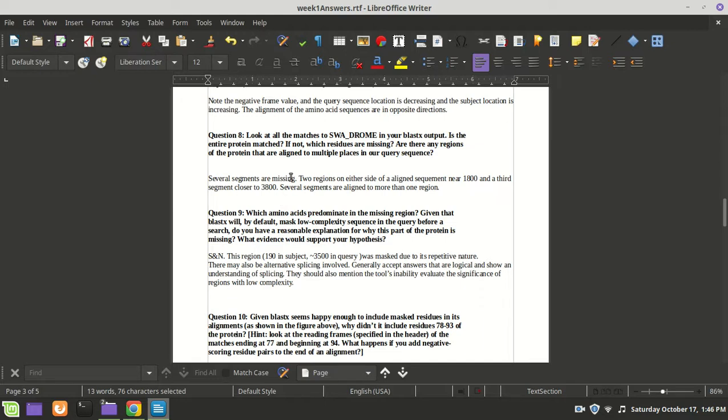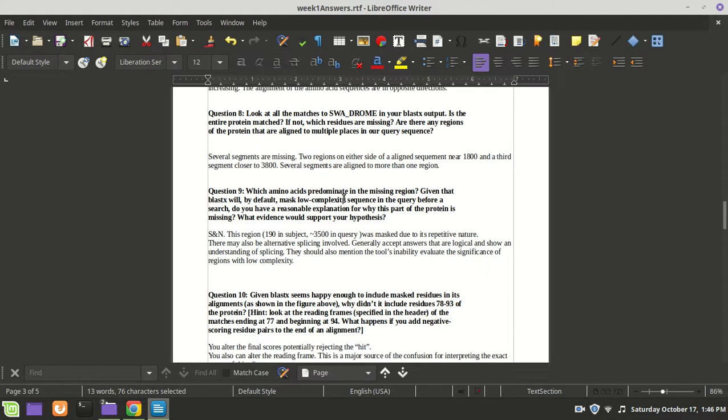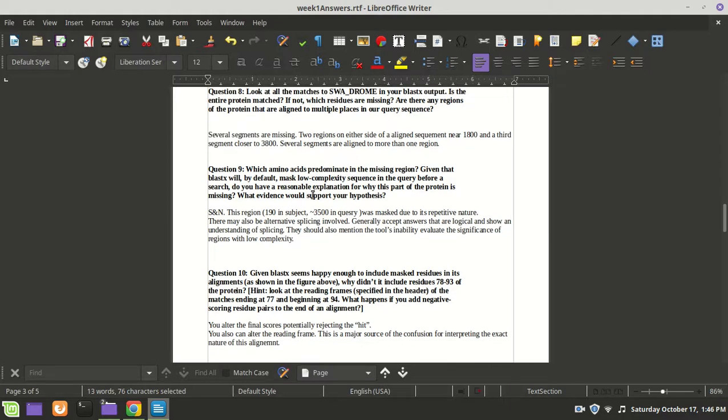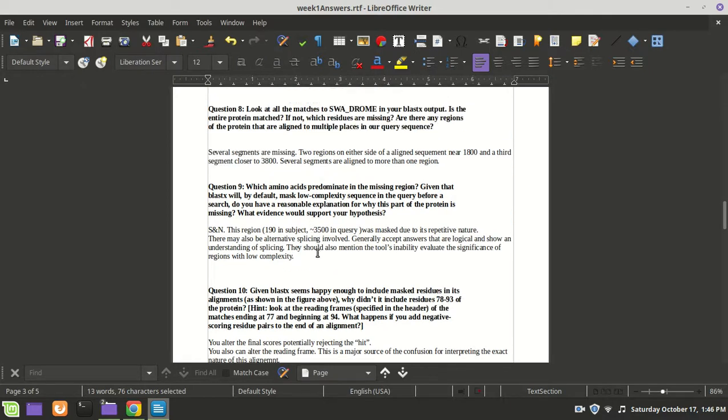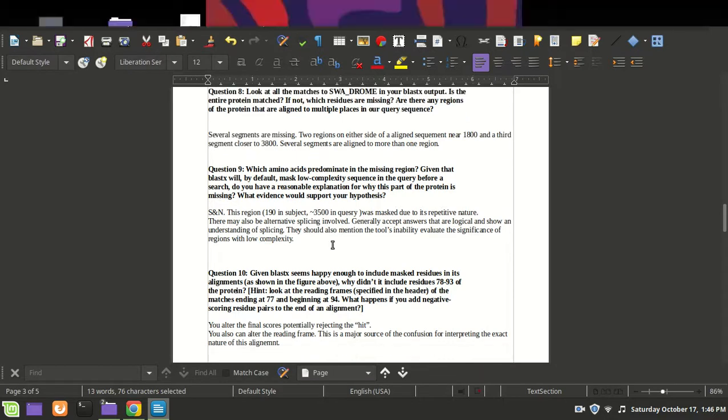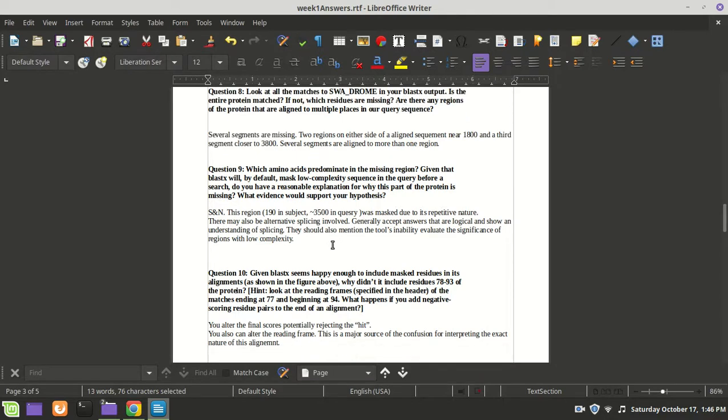There are several segments missing. If they get in these correct regions, that's probably fine. If they had weeks to do this, I would say go find the exact numbers, but they don't, and I wouldn't expect them to. They may give you exact numbers if they're in these regions. I think I would give them credit.